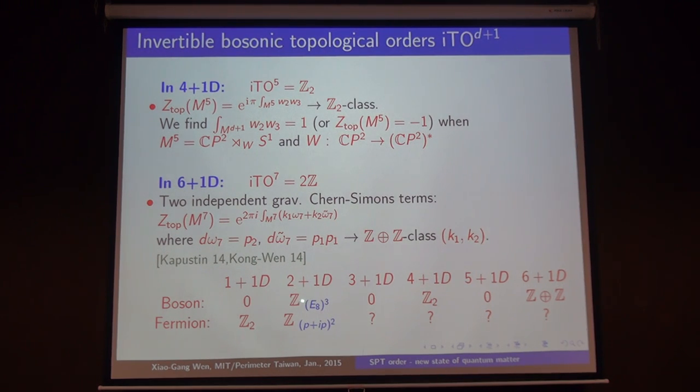In 1 plus 1 dimension, we have no invertible topological order. 2 plus 1, we have Z. 3 plus 1, no. 4 plus 1 is a Z2. 5 plus 1, which I did not discuss, is no. 6 plus 1 is 2Z.